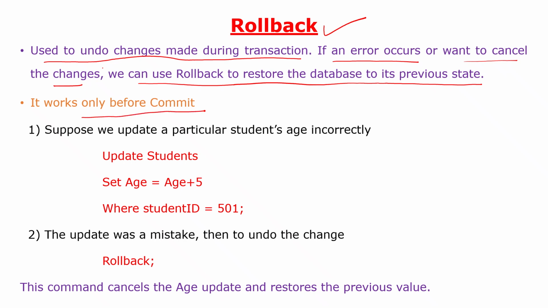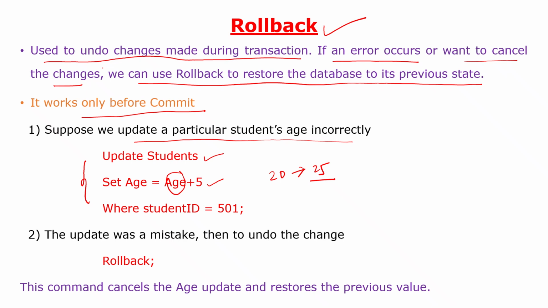Suppose we update a particular student's age incorrectly. For this, we can use this syntax: update students, set age equal to age plus 5, where student ID equal to 501. So here, with student ID 501, we updated the age from 20 to 25. The original age is 20, but we updated it to 25 by adding 5.